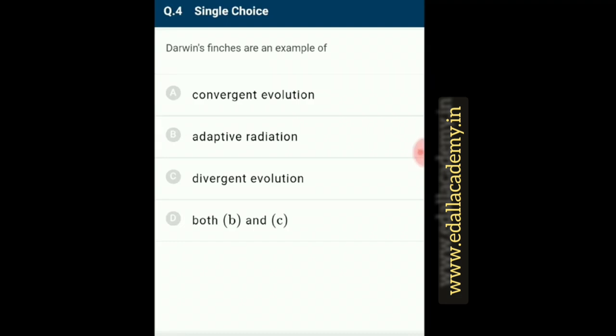This is adaptive radiation. This was also an example of divergent evolution, as according to Darwin, these finches, being similar, had a common ancestor but due to habitat changes got adapted separately. Hence, these finches are examples of adaptive and divergent evolution. So the answer for this question is option D, both B and C.